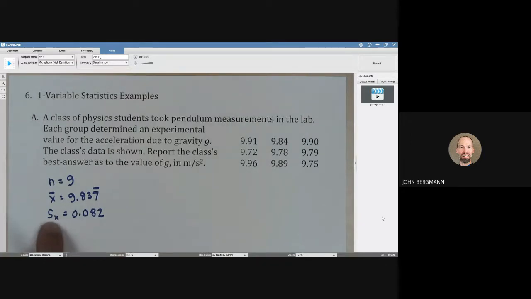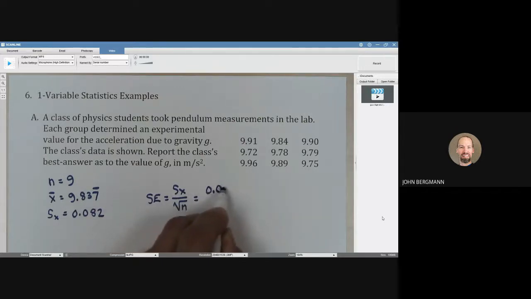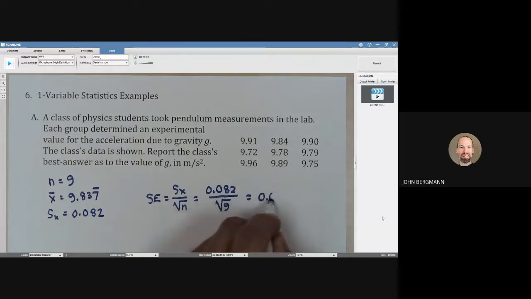The standard error then is calculated from this S sub x value. So the standard error is S sub x divided by the square root of n. So that's going to be 0.082 divided by the square root of 9, which is obviously 3. And we want to report the standard error to one significant figure, which in this case, you could try it yourself, is 0.03.